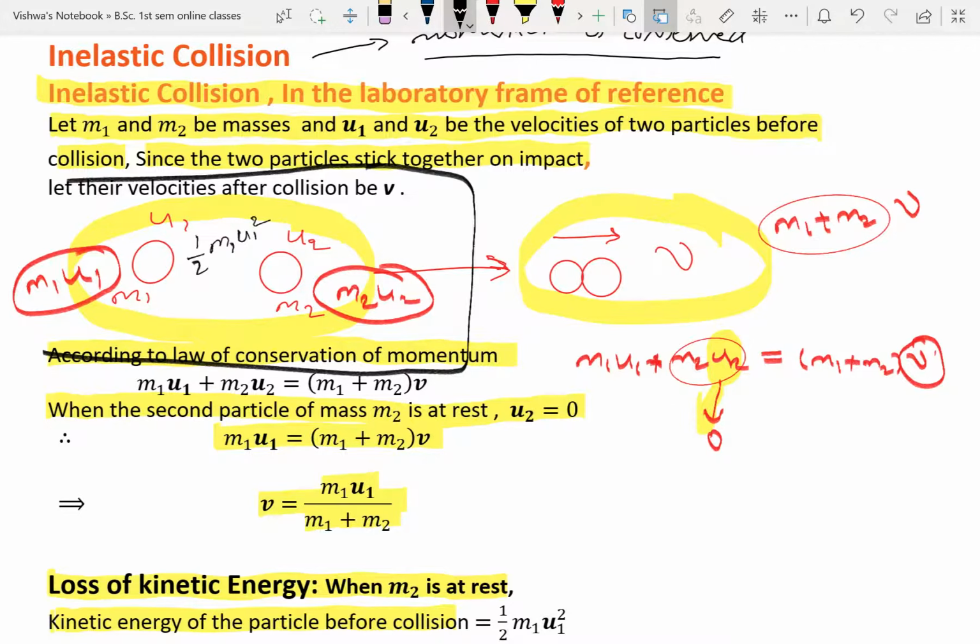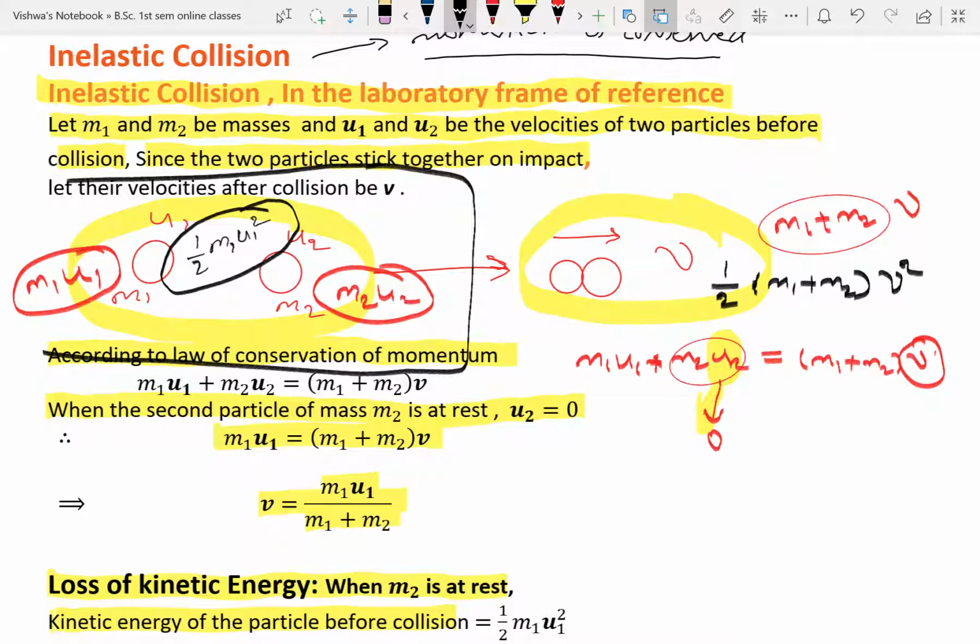For that, it does not have any kinetic energy. The only kinetic energy before collision is 1/2 m1 u1 square. Then what about after collision? So after collision, these two stick together having the mass m1 plus m2, so that the kinetic energy becomes 1/2 (m1 plus m2) v square, where v is the velocity.